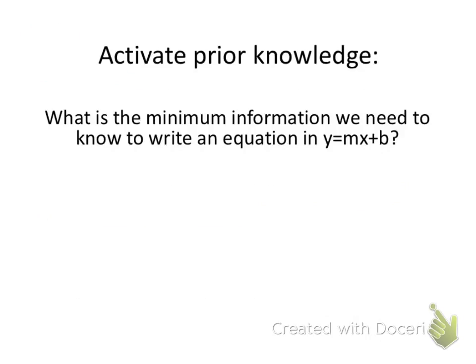Alright, let's activate some prior knowledge here. I've got a question for you. What do you think is the minimum information we need to know in order to write an equation in y equals mx plus b? Well, we know we need to fill something in for m, and we know we need to fill something in for b. How can we find out the slope? Well, they could just give it to us.